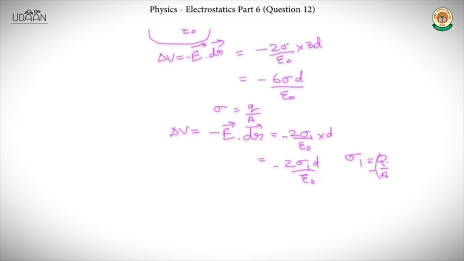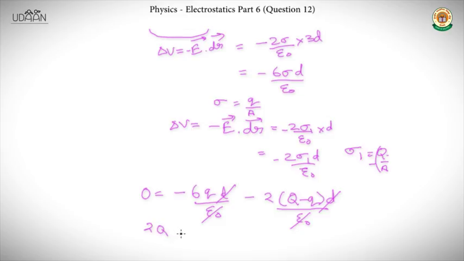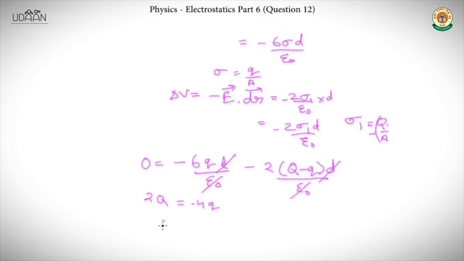So adding up both the potentials should give us 0. That is delta V from the first grounded plate to the next grounded plate, going from the left side grounded plate to the right side grounded plate, the total change in potential we are calculating. So 0 is equal to minus 6q d by epsilon naught minus 2 into capital Q minus small q, d by epsilon naught. Cancelling terms, we get 2q is equal to 4Q minus 4 small q. So small q is equal to minus Q by 2.